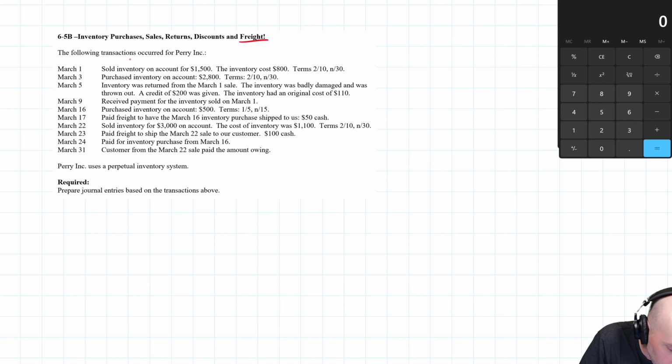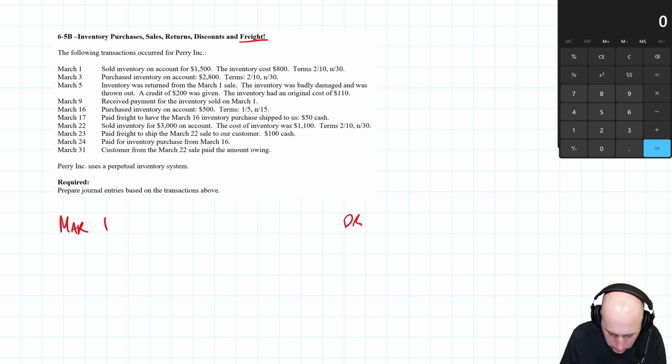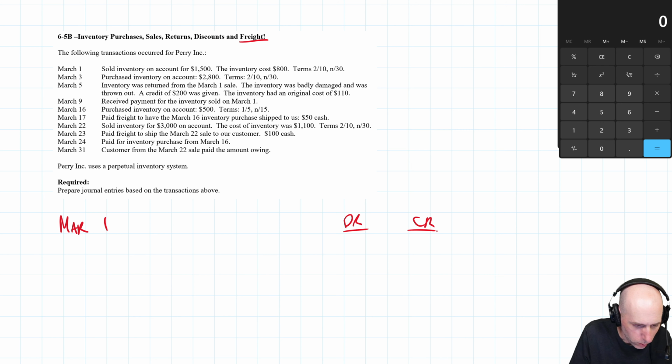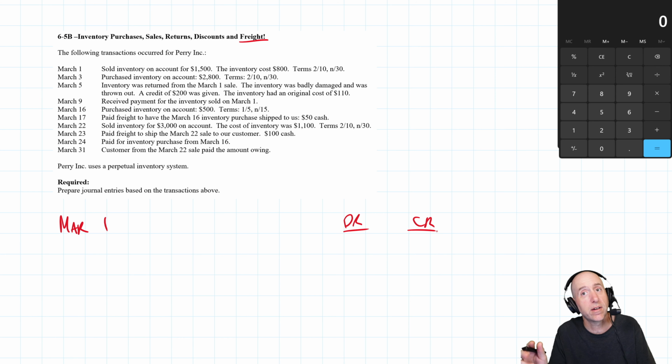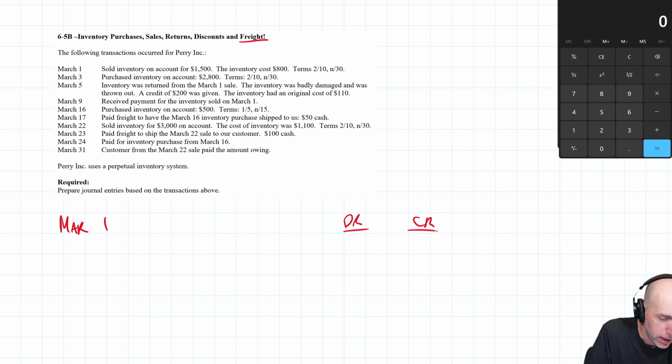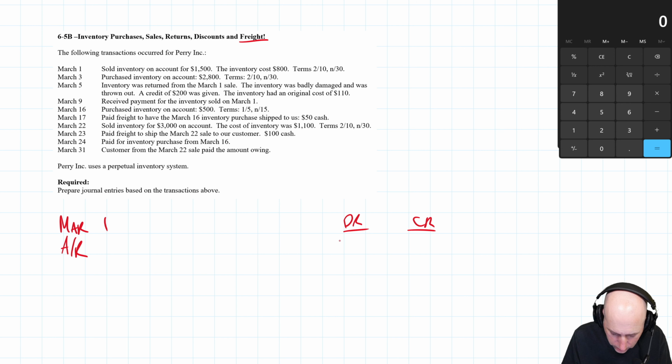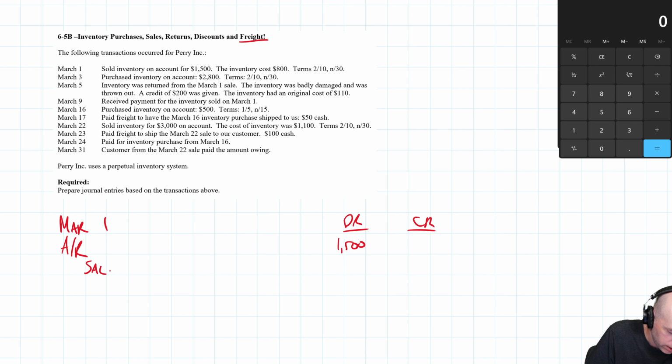Let's go. The following transactions occurred for Perry Inc. Sold inventory on account, $1,500. The inventory cost $800. Okay, so March 1st, we sold inventory on account. Whenever you're selling inventory, double journal entry, right? First is for the sales revenue, and in this case, it's going to be not debit cash, but debit AR, $1,500. We made a sale, but we didn't get paid for it, so debit AR.